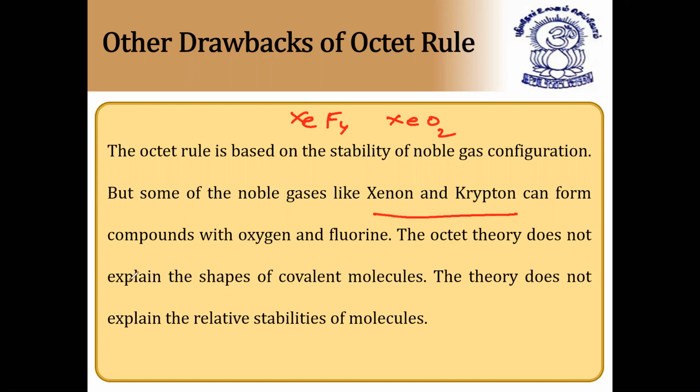The octet theory does not explain the shapes of covalent molecules. This theory does not explain the relative stabilities of molecules. Based on stability, we can say that only if the atom has 8 electrons in the valence shell, it is stable. But many molecules have less than 8 electrons, more than 8 electrons, or odd electrons, and still they are stable. That stability is not explained by the octet rule. I hope it is clear. So this is a drawback of the octet rule.